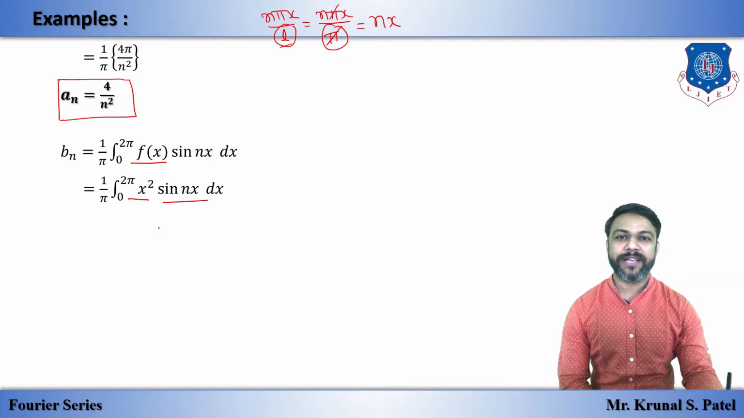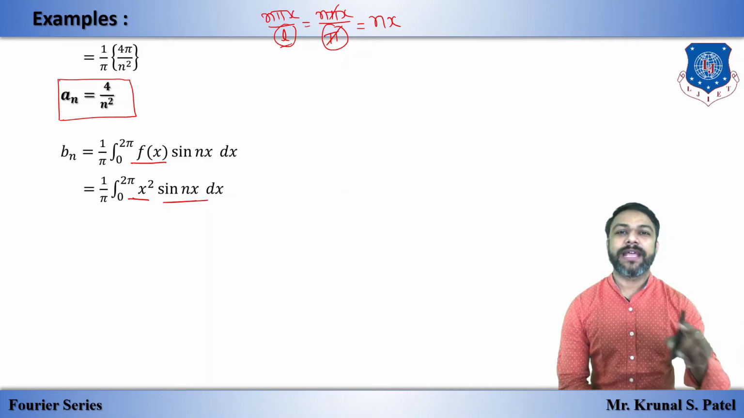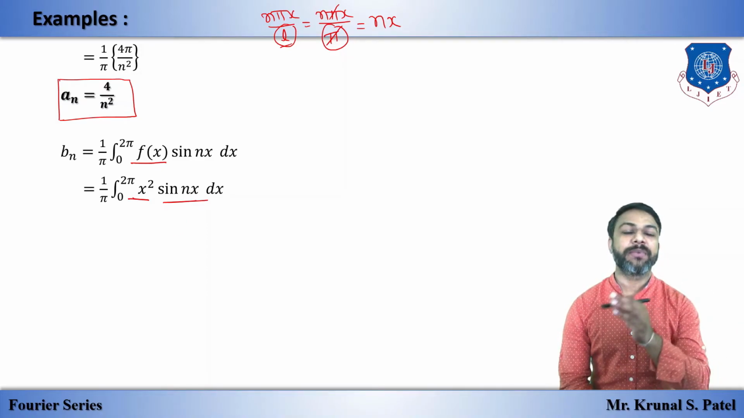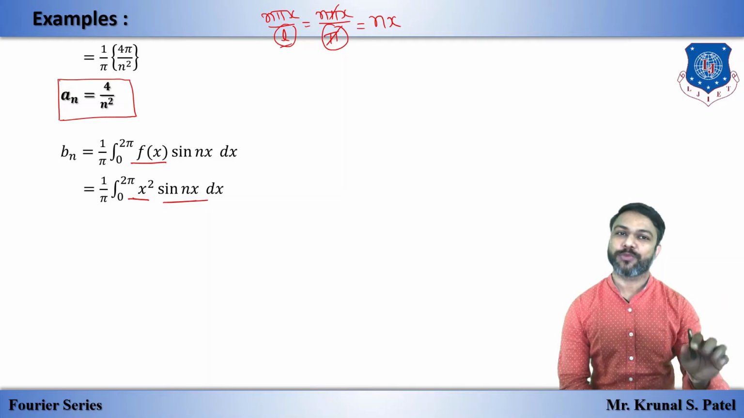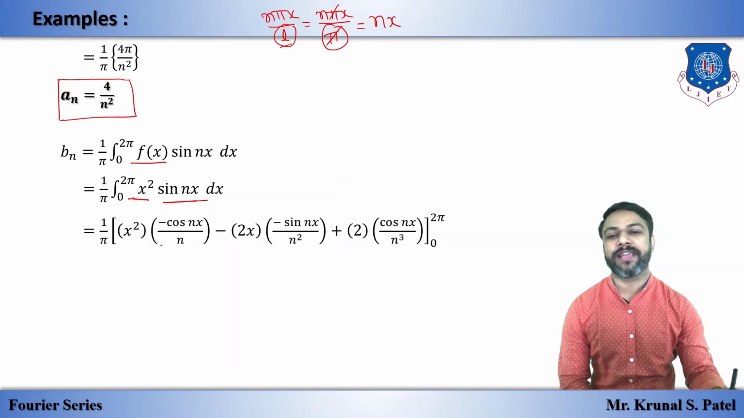And what is the Bernoulli integration formula? It is u as it is, integration of v, then differentiation of u and integration of v twice, and in between this term plus minus and so on. So here we have the Bernoulli integration formula.